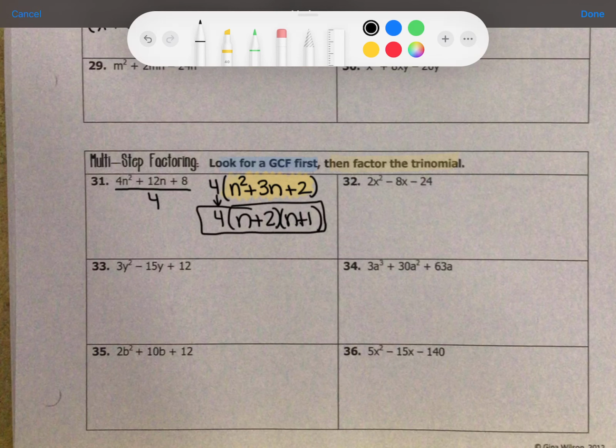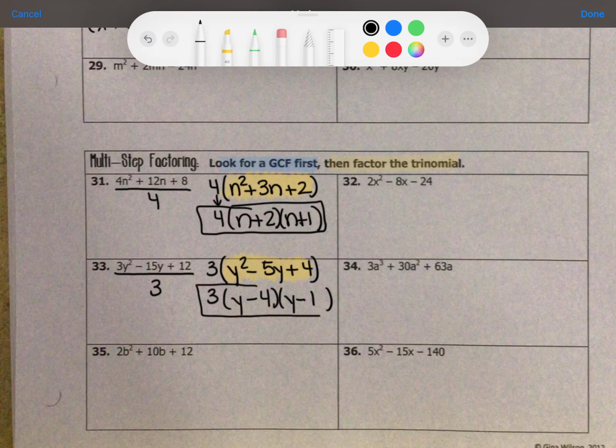Okay, so let's take a look at, say, number 33. I've got a 3, a 15, and a 12. What can I divide by? If you said 3, you are correct. So this gives me y squared minus 5y plus 4. So now I can factor the trinomial inside the parentheses. And this is a positive c value with a negative b value, so I know my answer is going to be 2 negatives. And 4 times 1 is 4, and 4 plus 1 is 5. So -4 plus -1 is -5, so that works there. And then put your GCF out front, and you are good to go.